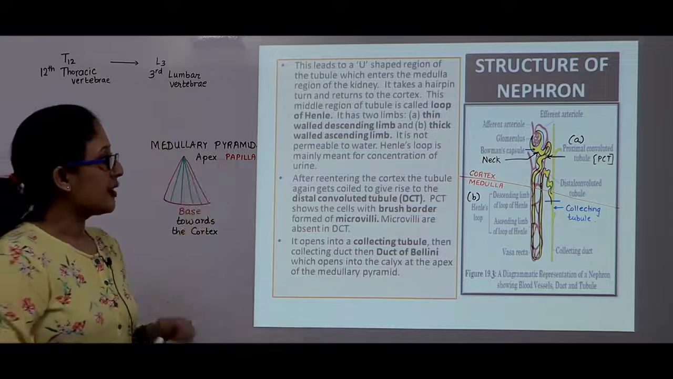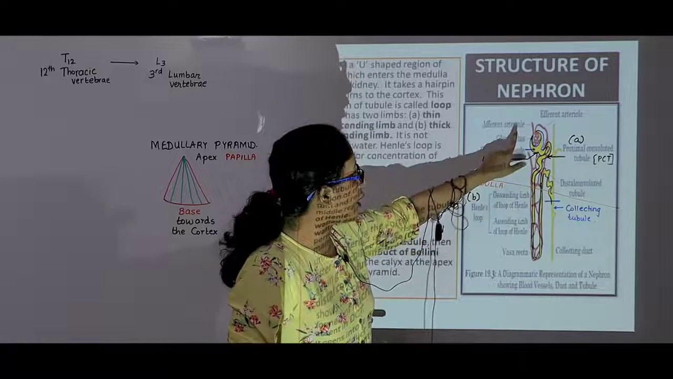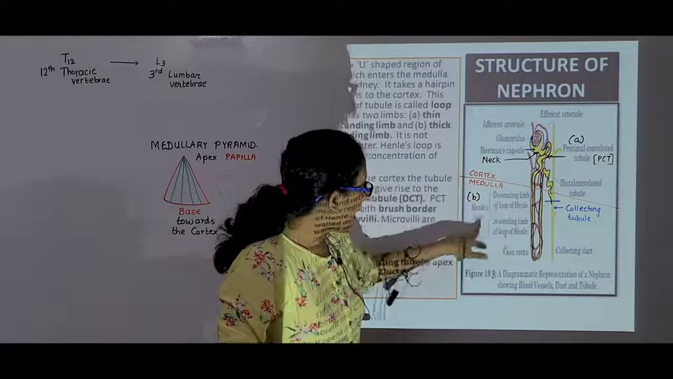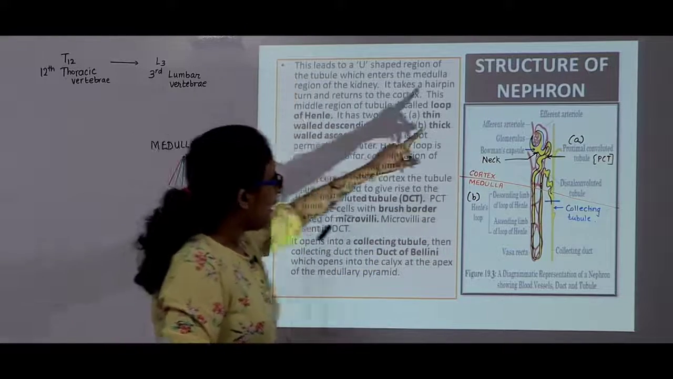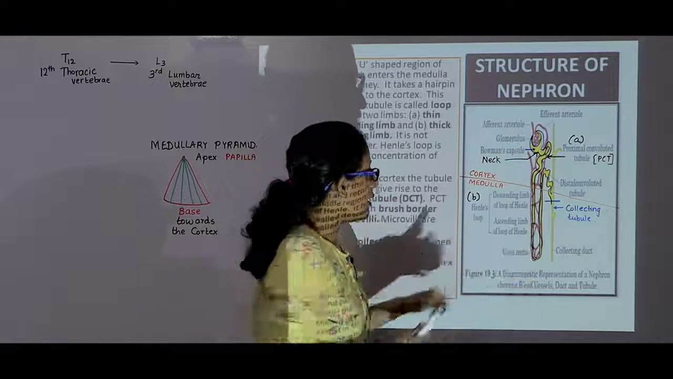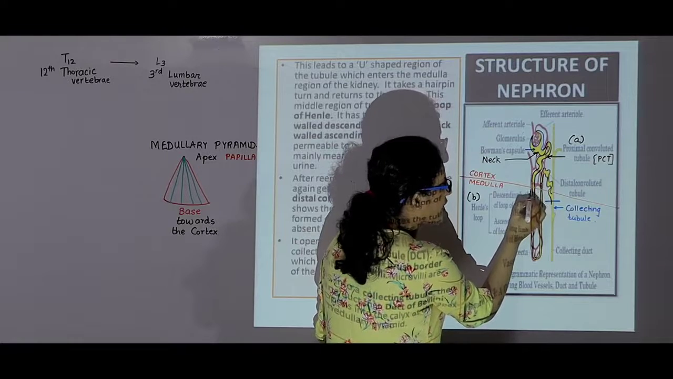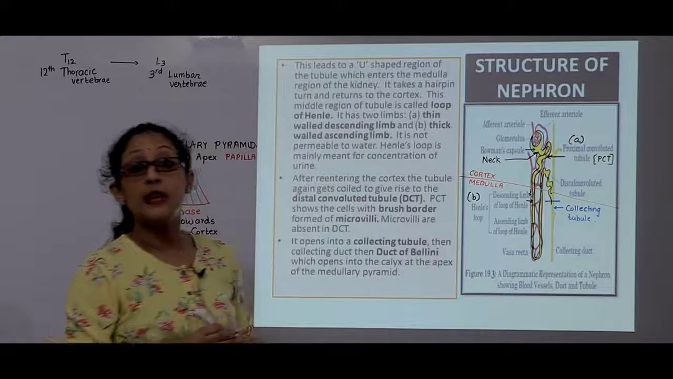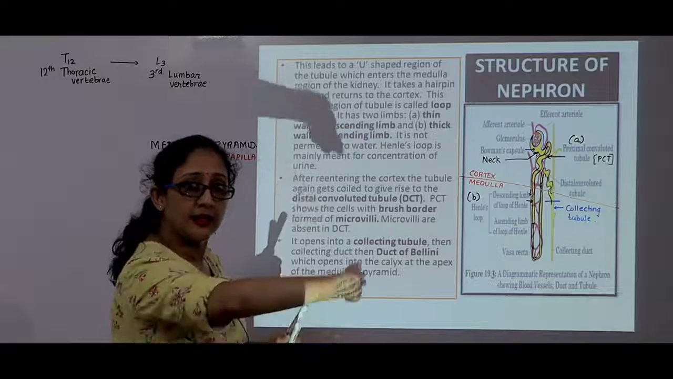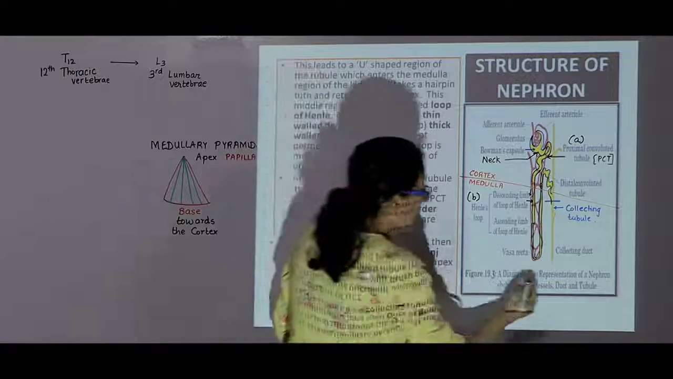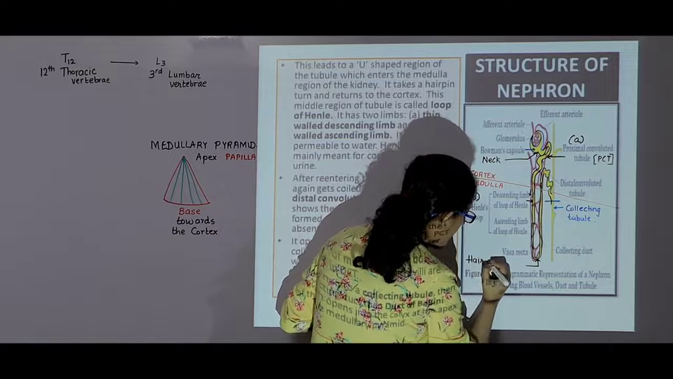What is in the cortex? Not only the Bowman's capsule, but even the PCT is in the cortex. But the Henle's loop is in the medulla. It's a U-shaped structure. Initially the urine goes downwards. The initial part where the urine moves in a downward direction is called the descending limb of the loop of Henle. Urine will first go down and then take a turn at the base. This turn at the base, label this, is the hairpin bend.